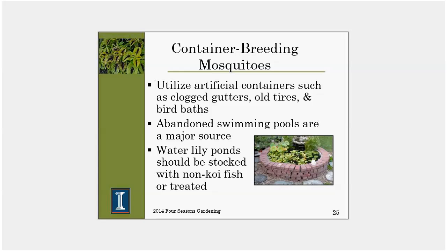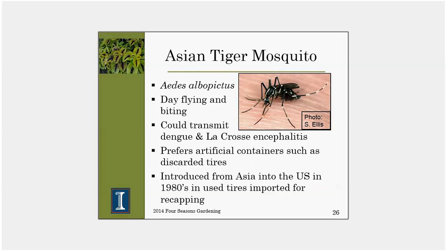Carp and koi, which are essentially colored carp, are not very good mosquito feeders, but most other fish are, including goldfish. And so, again, if you have fish in your pool, you don't have mosquito problems. One of the container breeding mosquitoes that is relatively recent to Illinois is the Asian tiger mosquito. It flies during the day and it bites during the day.